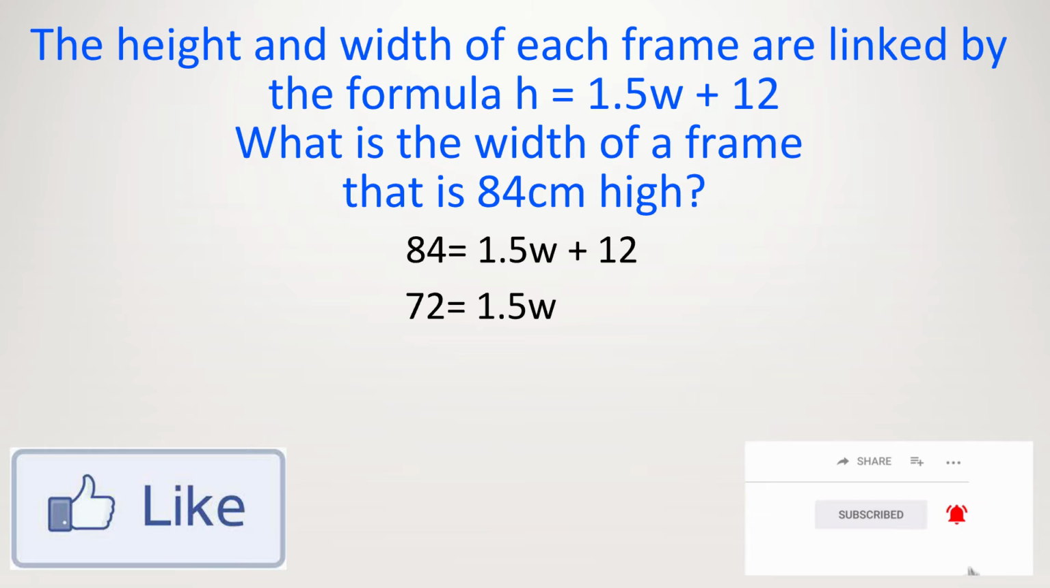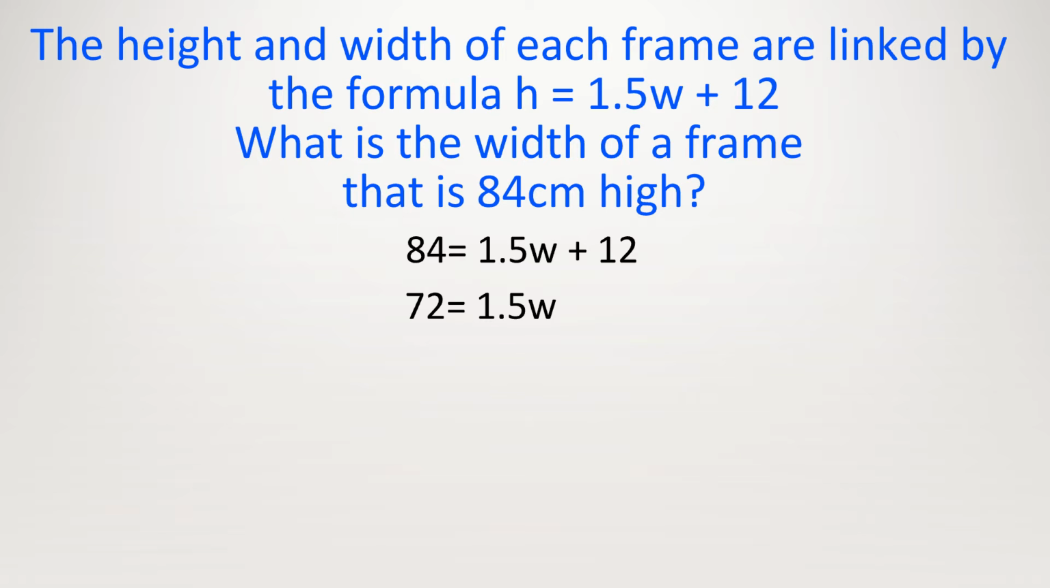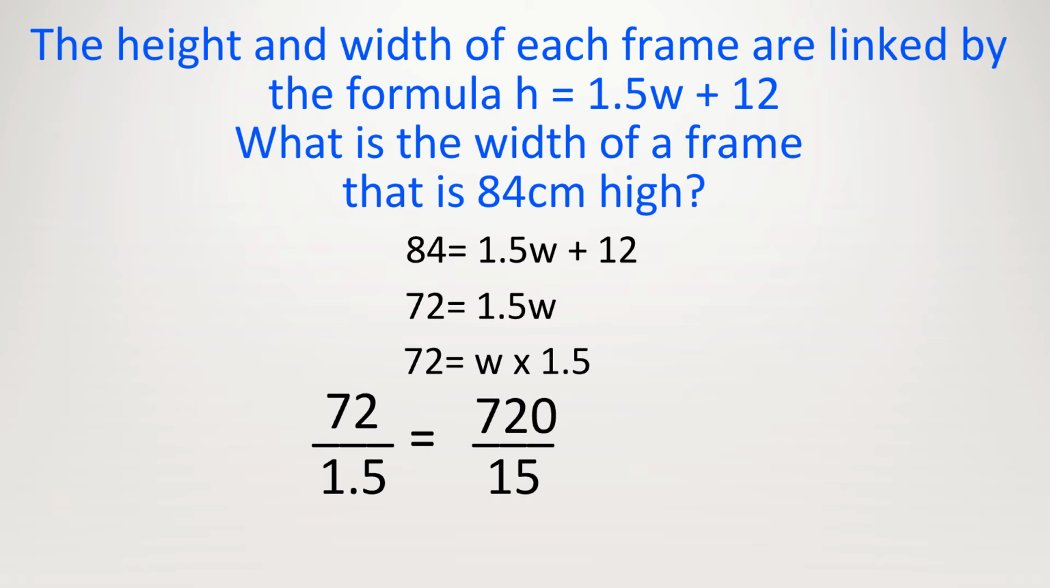72 equals 1.5 W, and how to move 1.5 to the left? At the moment it is timesing by 1.5, so we divide by 1.5. 72 divided by 1.5 equals W. A nice way to get rid of the decimal in a fraction: the guaranteed way is to times by 10. Then we get 720 over 15. But I want to show you a quicker way because it is 0.5 on the bottom.